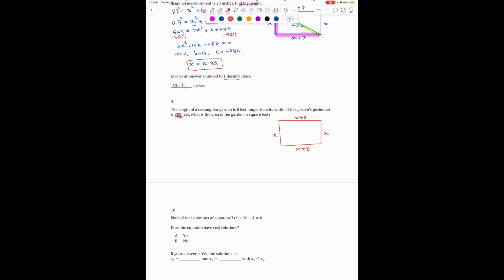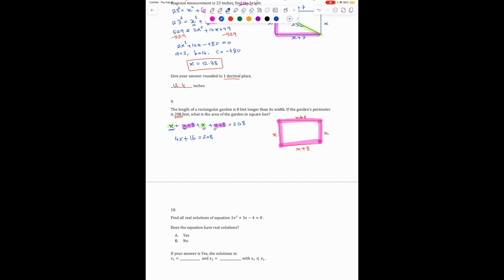Now, we have the perimeter equal to 208. I know that the perimeter of any shape is basically the sum of all the lengths of its sides. So that's what I'm going to do. I'm going to say x plus 8 plus x plus x plus 8. Basically, these are the two lengths and these are the two widths. And the answer is 208. Now I'm going to combine like terms and solve for x to find the length and the width of this rectangle. So I have 4x plus 16 equals 208.